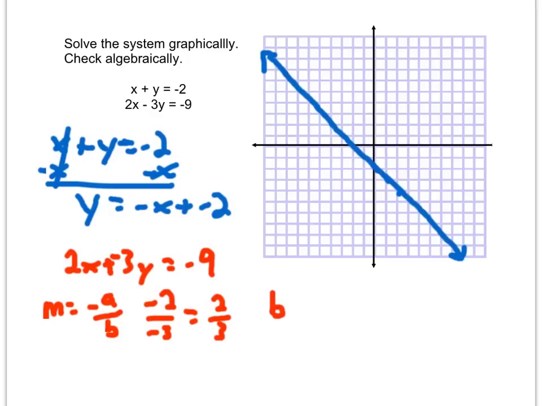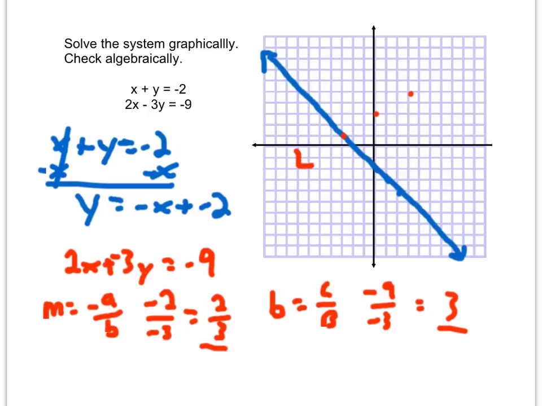Then my y-intercept, if I remember, that is C over B, remembering my tricks. So that's -9 over -3, which is positive 3. So I know my slope is 2/3, and my y-intercept is 3. So I'm going to use those. Okay, we'll put my dot here at 3. My slope is 2/3, so I can go up 2 and over 3. I can also go back, or down 2 and back 3.